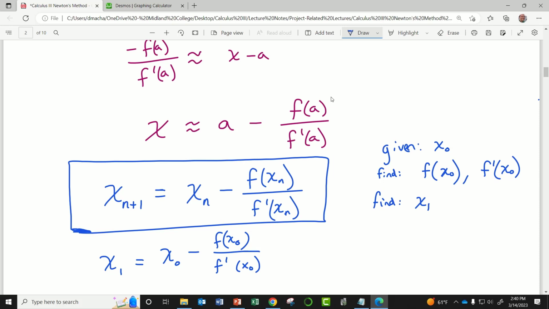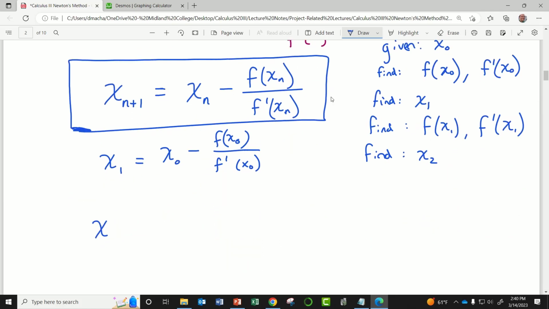So that's how I'm going to find x1, and then after I've found x1, I'm going to find f of x1 and f prime of x1, and using x1, f of x1, and f prime of x1, I can then use the Newton's method formula to find x2. And so all of these different values of x, x0, x1, x2, x3, and so on, these are what we call the iterates.